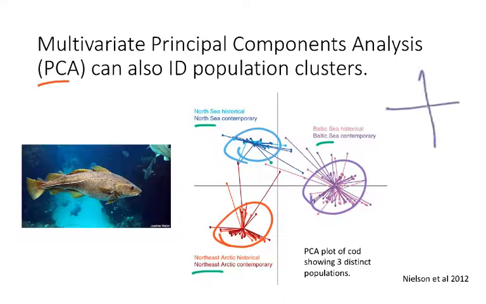If we saw something in our PCA that looked more like this, that would indicate there are only 2 populations because we see 2 clusters. So overall, what we're trying to identify when we're looking at PCAs to identify how many populations there are is how many clusters of data points there are.